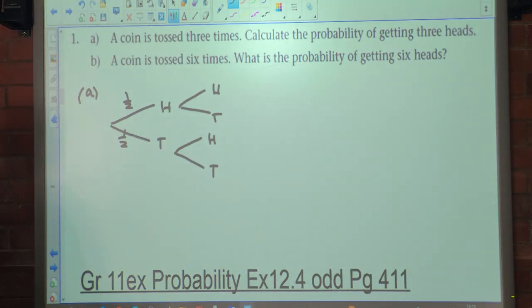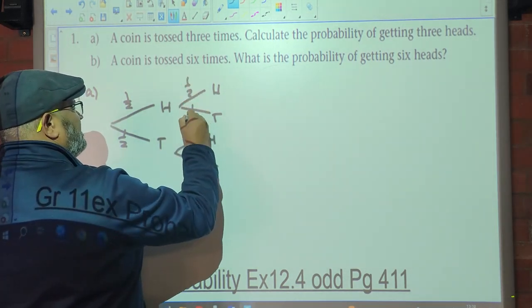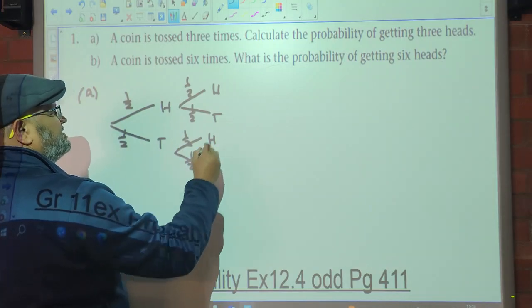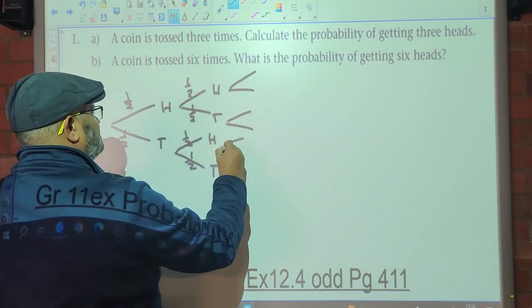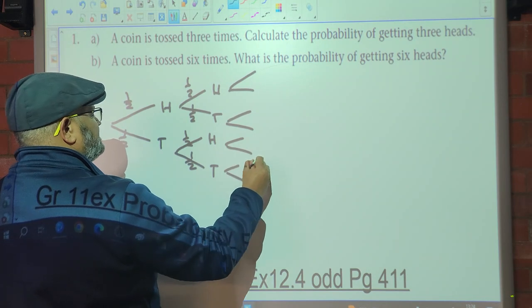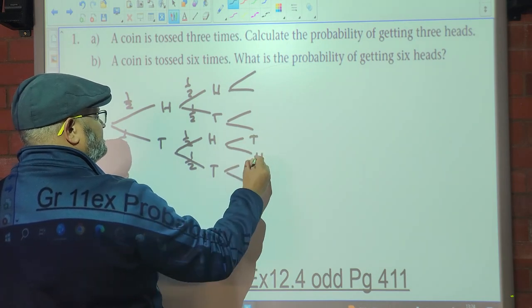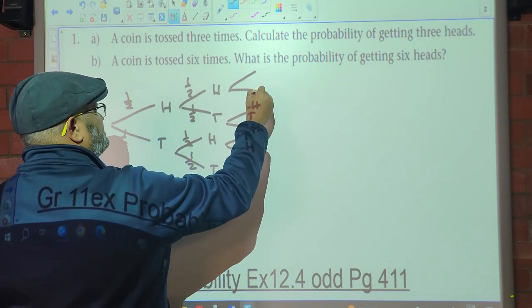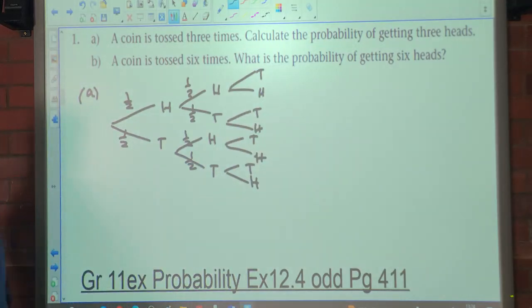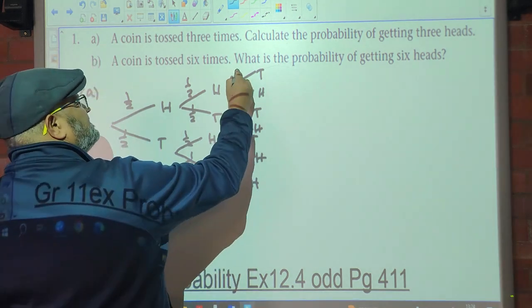It's half. Again, it can be heads, tails, heads, tails. Heads, tails, heads, tails. So, what's the probability here?